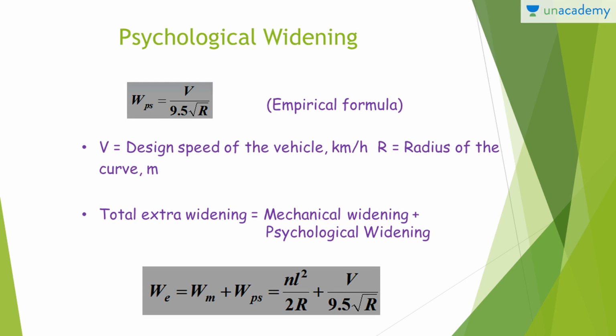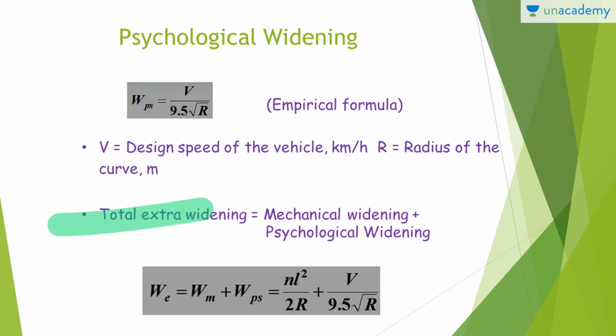So this formula we have, that is WPS is equal to V by 9.5 root under R, where V is the design speed of the vehicle in kilometer per hour, and R is the radius of the curve in meters. And you get this WPS, that is the widening that we have to provide due to psychological reasons.